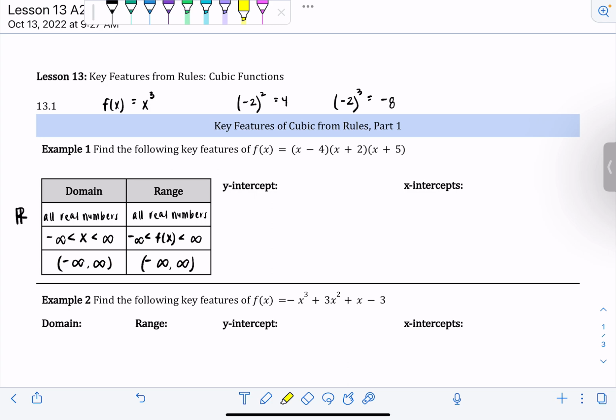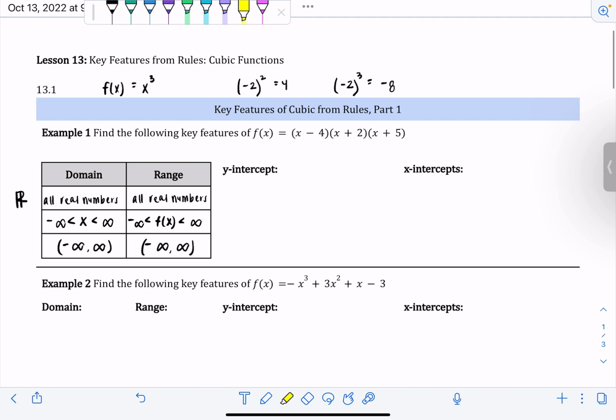Okay, the next key feature is the y-intercept. To find a y-intercept, you have to substitute in x equals 0. It just means wherever there's an x in the function, we put in 0 and we solve. Whatever number we end up with is going to be our y-intercept. The same thing applies if this was in standard form, where the constant would give us the y-intercept. We'll see that with example 2.